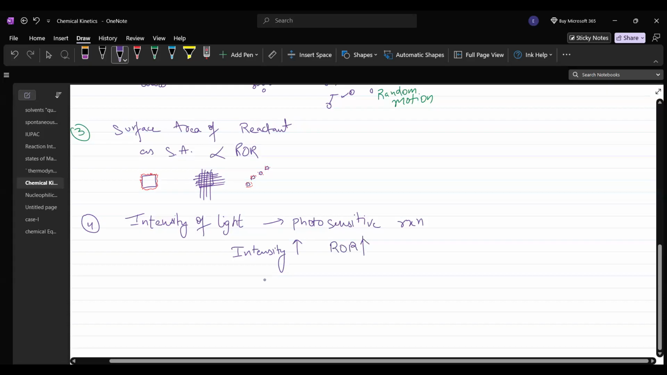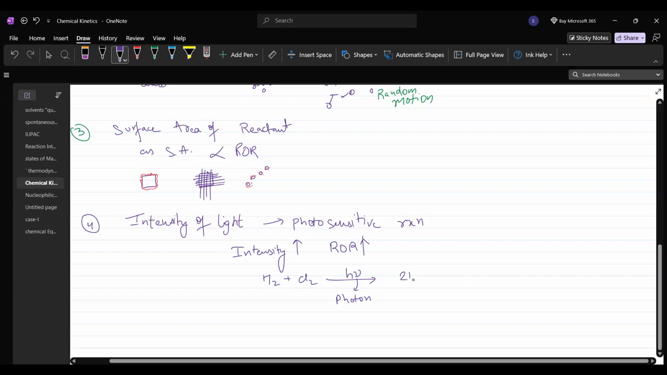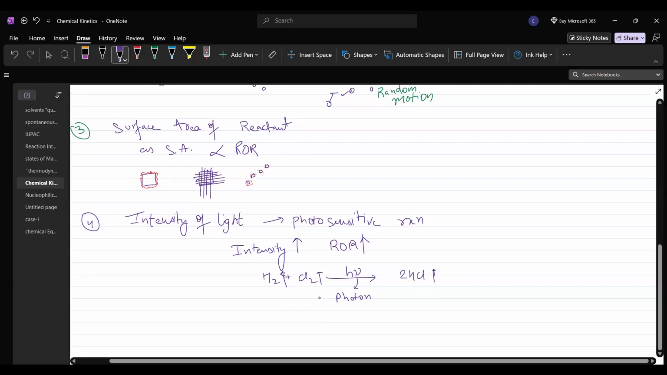increase. And a very popular example is H2 plus Cl2. We will revisit this example again in near future. H nu is light, which is, you can say, photon. So photon is striking on this H2 and Cl2 gaseous mixture. And what is happening? This HCl is forming, in gaseous form only. Got it? So this is highly dependent on this intensity of light. Understood?